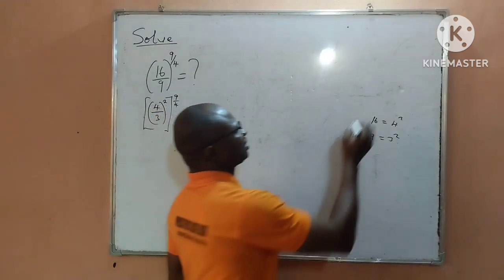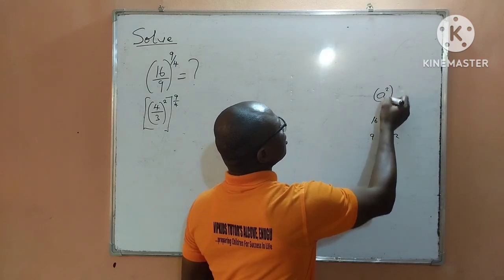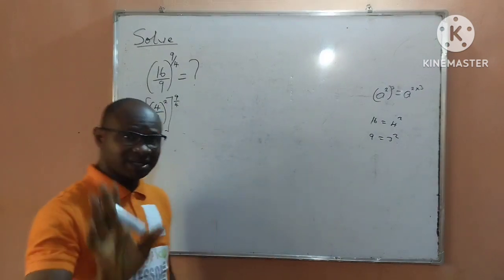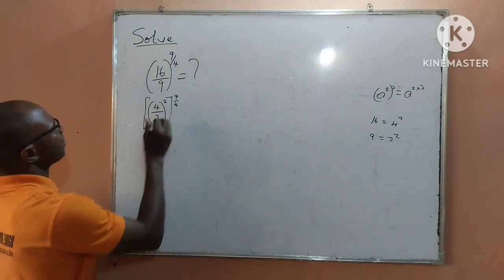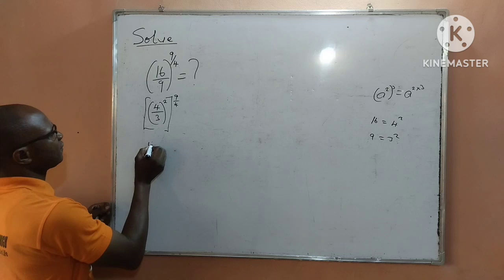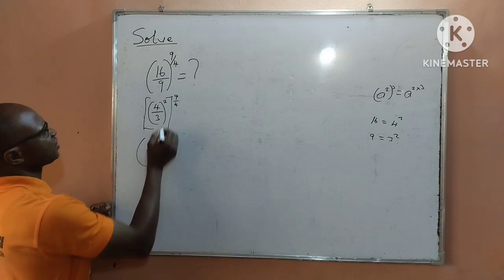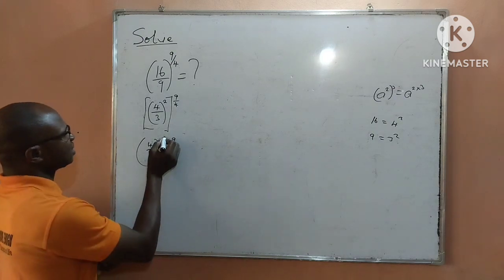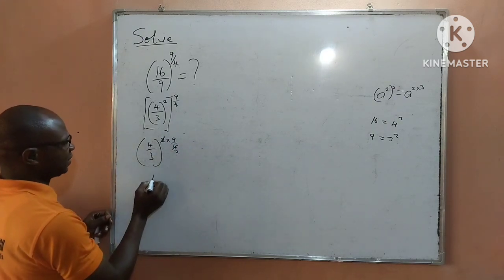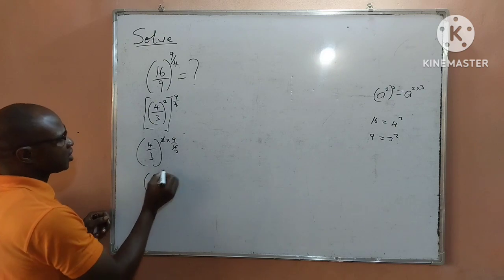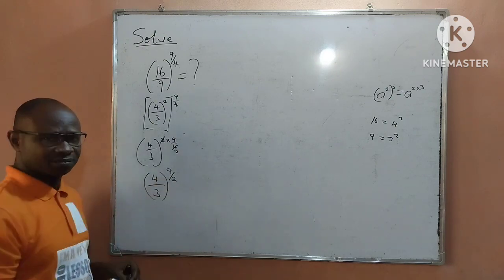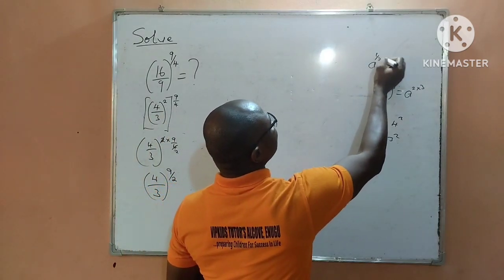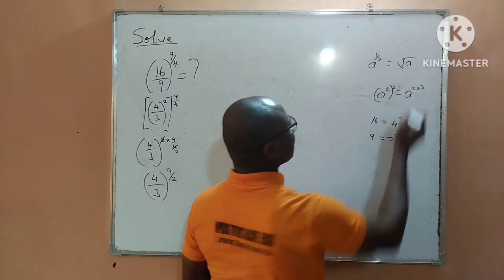But you know in indices, a raised to power 2 all raised to power 3 is equal to a raised to power 2 multiplied by 3. What this simply implies is that I can multiply the two of them to give me 4 all over 3 all raised to power 2 multiplied by 9 over 4. But if you look at it, 2 can cancel 4 to give me 4 all over 3 all raised to power 9 over 2. If I give you a raised to power 1 over 2, it is the same thing as the square root of a.